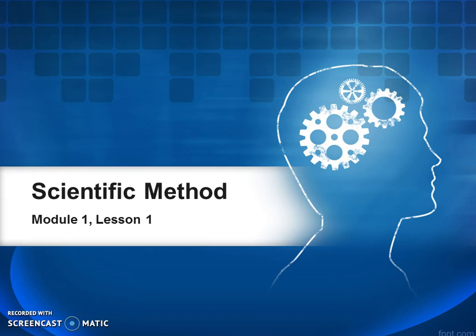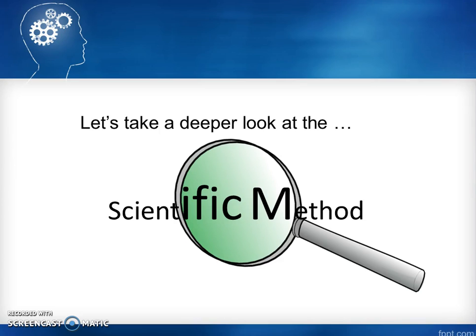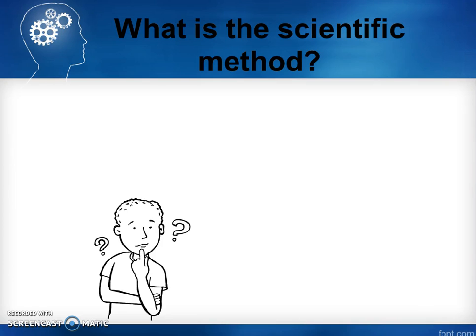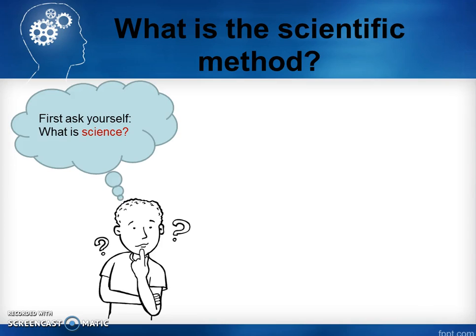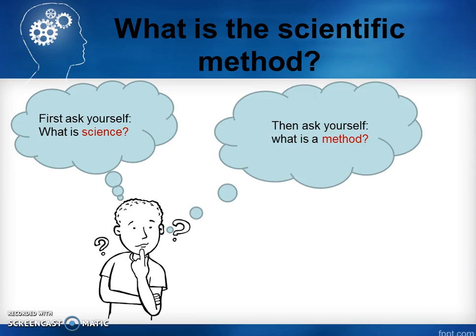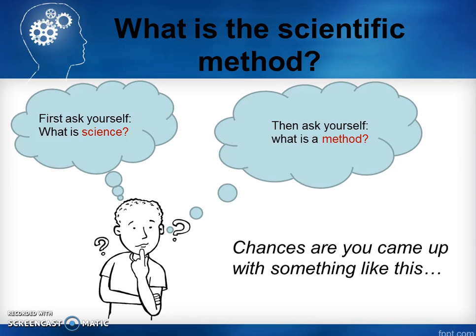Okay, so let's get started. For this first lesson here in this video, we're going to take a look at the scientific method. So to begin with, what I need you to do is think about what the word science means to you, and then think about what the word method means to you. And if you want to, again, pause the recording, jot down a few ideas, great idea. And when you're ready, come on back here.